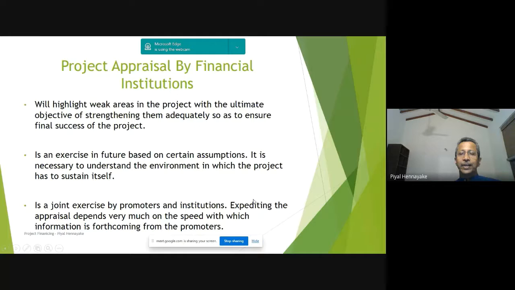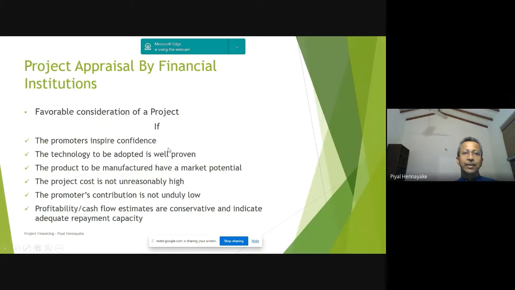And project evaluation is a joint exercise by the promoters and institutions, not only one part. This is not like a fight between two parties. This is teamwork to get the project financed. We went through these.